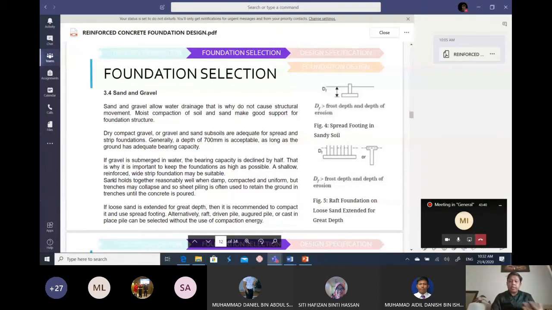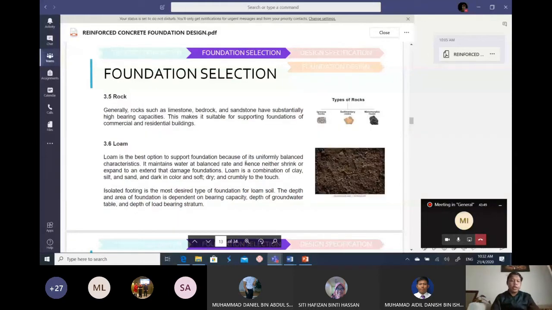Okay, so next is the rock. Generally rocks such as limestone, bedrock, and sandstone have substantially high bearing capacity. This makes them suitable for supporting the foundation of commercial and residential buildings. So it's enough for us to have a shallow foundation, like a raft footing, strip footing, or pad footing.